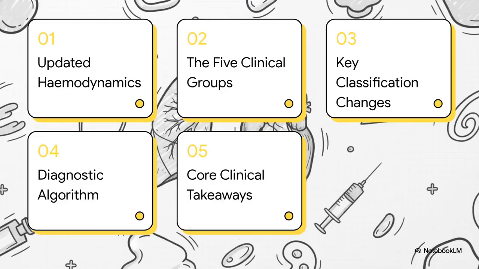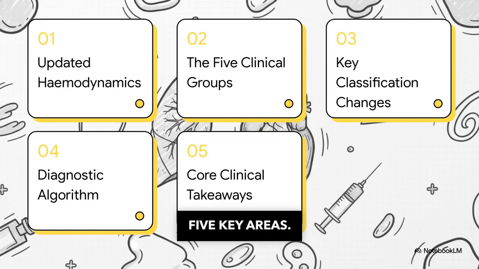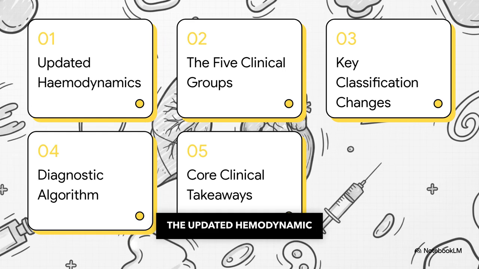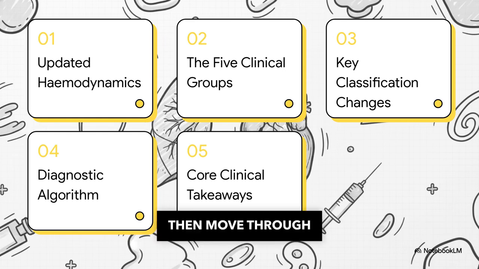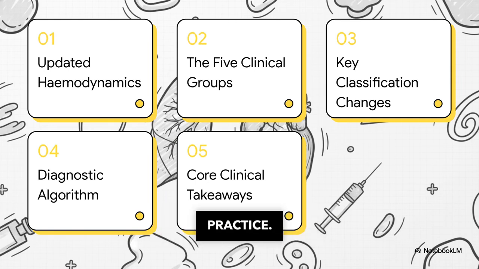All right, so here's our plan. We're going to cover 5 key areas. We'll start with the updated hemodynamic criteria, then move through the refined clinical classifications, walk through the diagnostic algorithms step by step, and then wrap up with the most critical takeaways for your clinical practice.